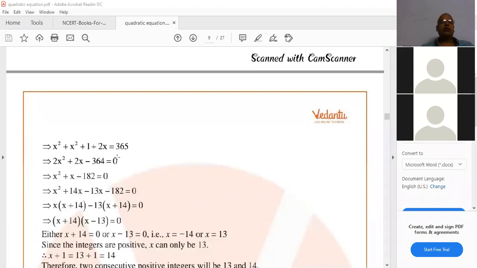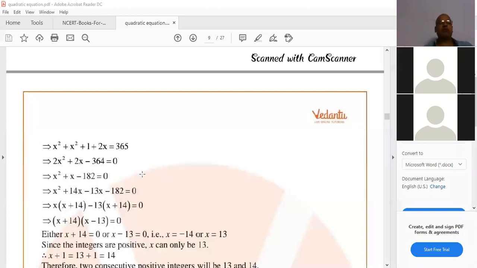Okay, now transpose 365 to the LHS: 2x square plus 2x minus 364 equals 0. Now we can divide by 2 on both sides. Then x square plus x minus 182 equals 0.